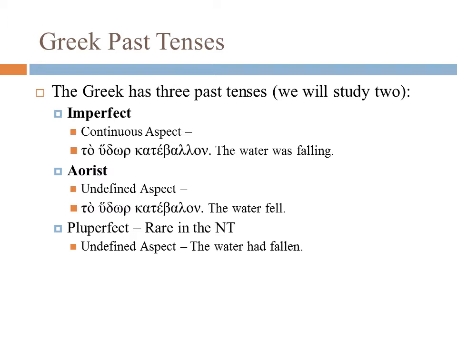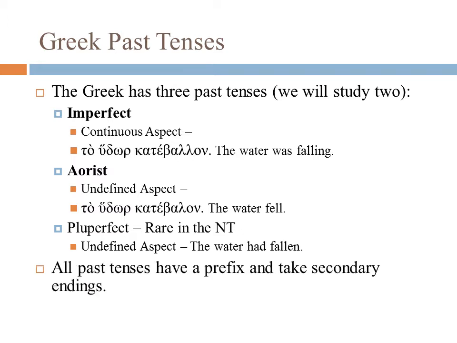The third one is a pluperfect, which is very rare in the New Testament, so we're not going to be looking at it right now. It has undefined aspect, and the translation would be the water had fallen. All past tenses take a prefix and have secondary endings. That is actually the definition of a past tense, that it has a prefix and secondary endings.